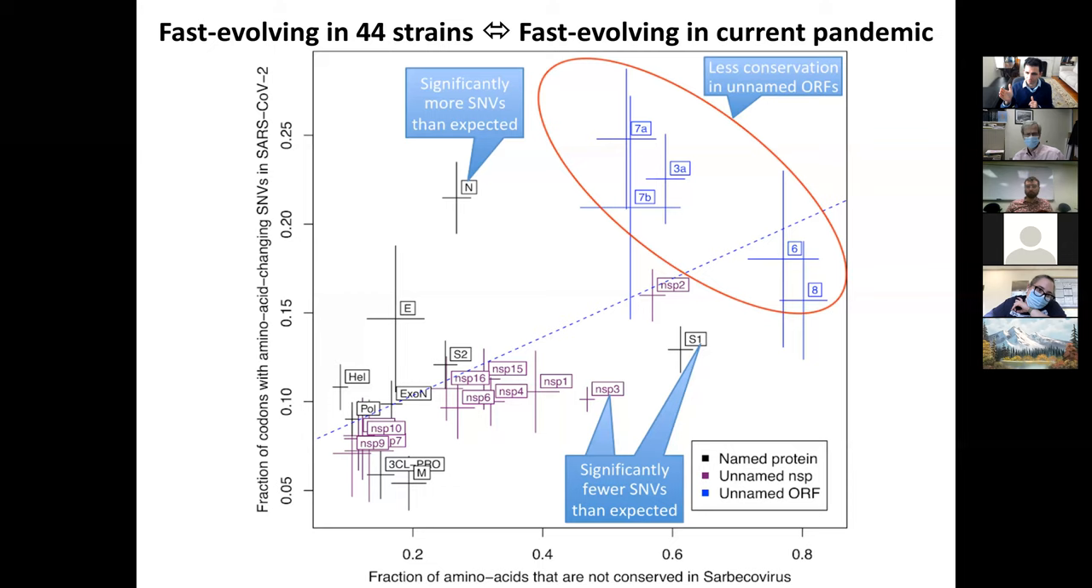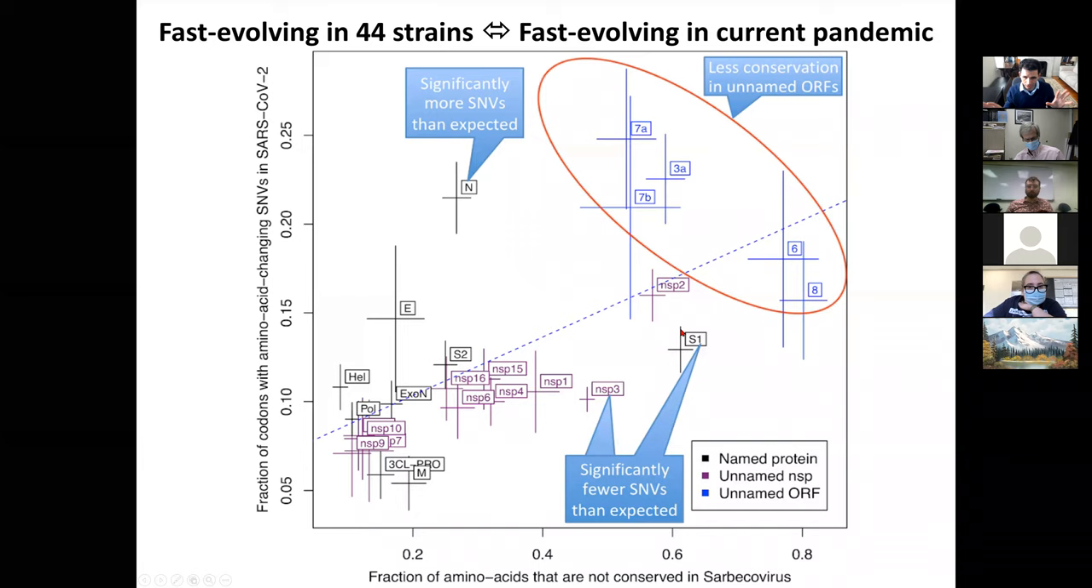I want to point out the difference here between S1 and S2. S2 is super slow evolving across different species, but S1 is super fast evolving across the different strains, the closely related strains and the distantly related strains, as we'd say. But they have the same fraction of SNVs, suggesting that there's something unusual going on there. By contrast, the nucleocapsid protein is much, much faster evolving in the current pandemic than it was traditionally. So there are many explanations for this.